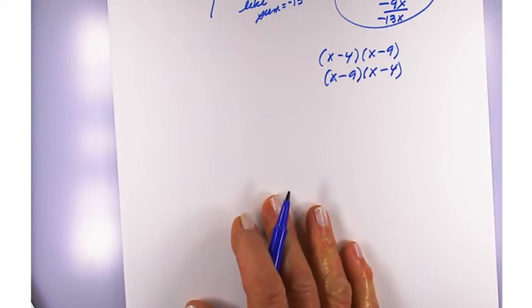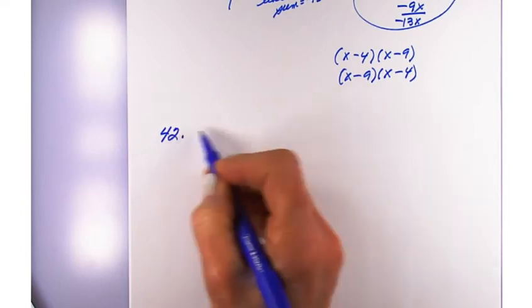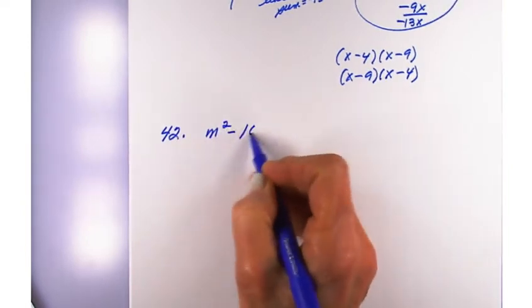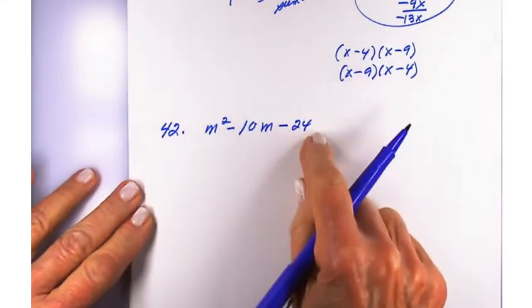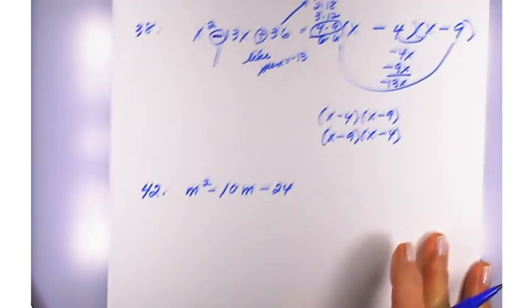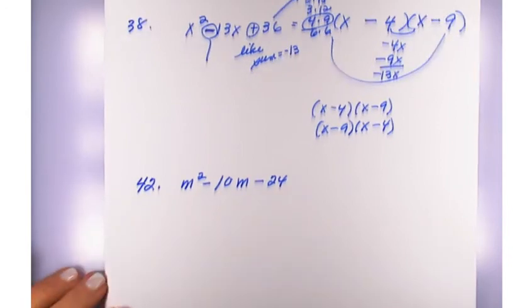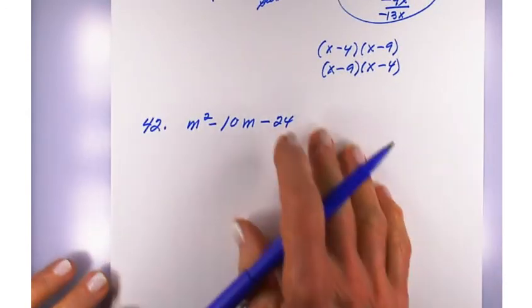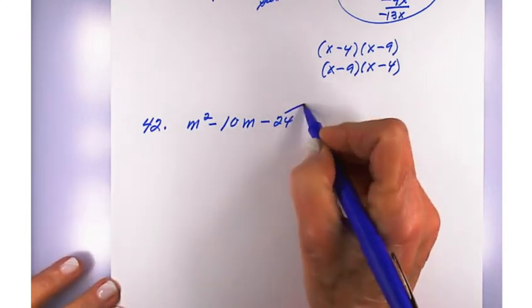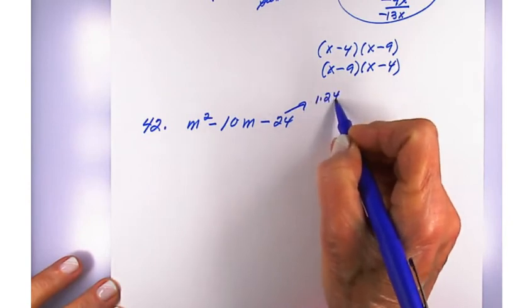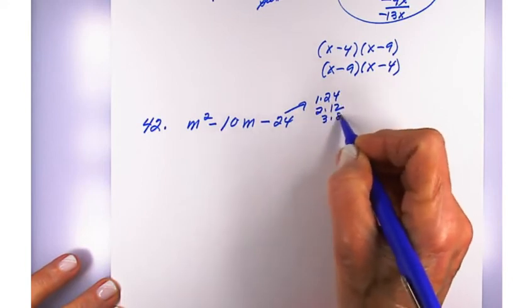42. M squared minus 10m minus 24. So, you know, numbers repeat themselves. We use 36 a lot. We use 24 a lot. We use 12, 18. We use a lot of different numbers. But I'm not going to be hitting you with large numbers like 127 or anything like that. So 24 is 1 and 24. It is 2 and 12, 3 and 8, and 4 and 6.